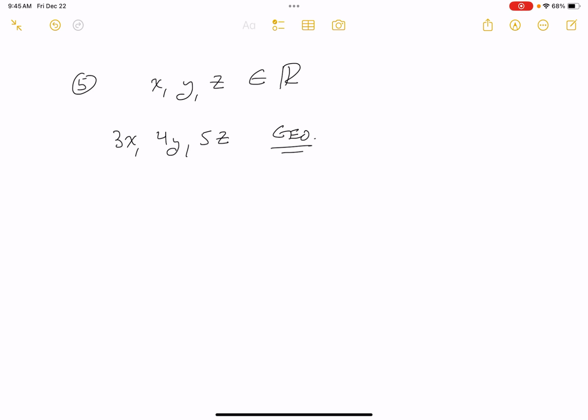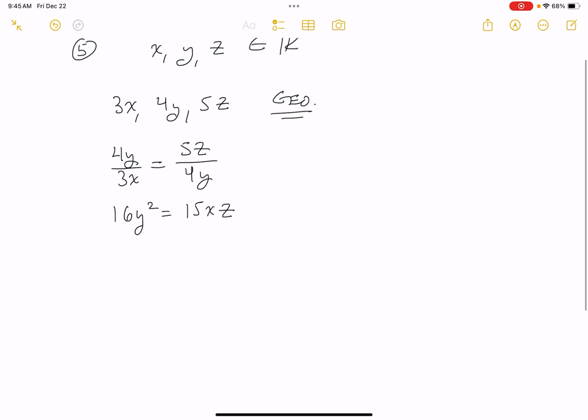And I'm going to say 4y over 3x should be identical to 5z over 4y. They have common ratios. What does this give me? 16y squared. That's going to be 15xz. I'm going to solve for the square, by the way. So y squared is equal to 15xz over 16. All right? Now that really doesn't answer their question, but, you know, I'll get there.